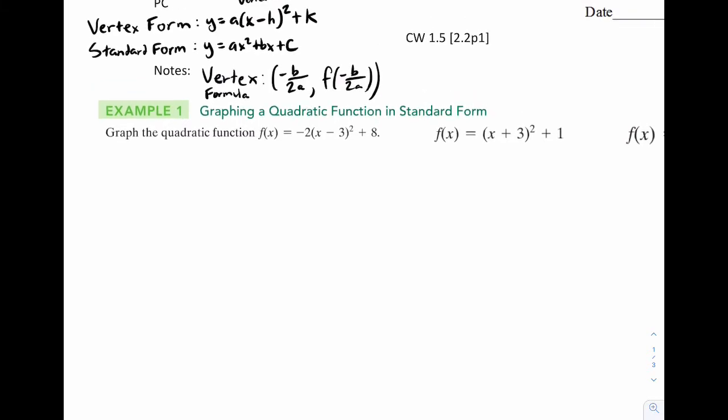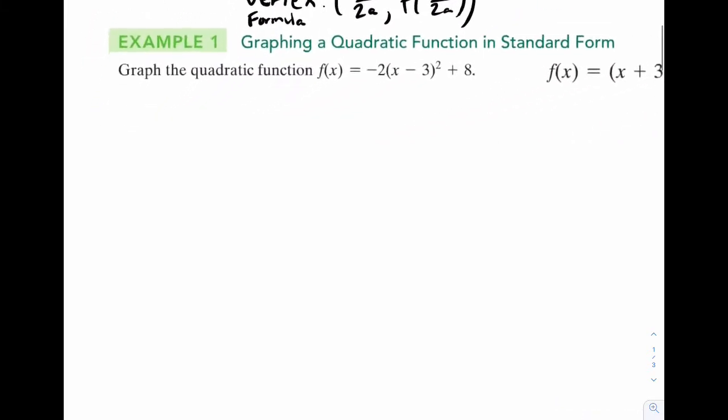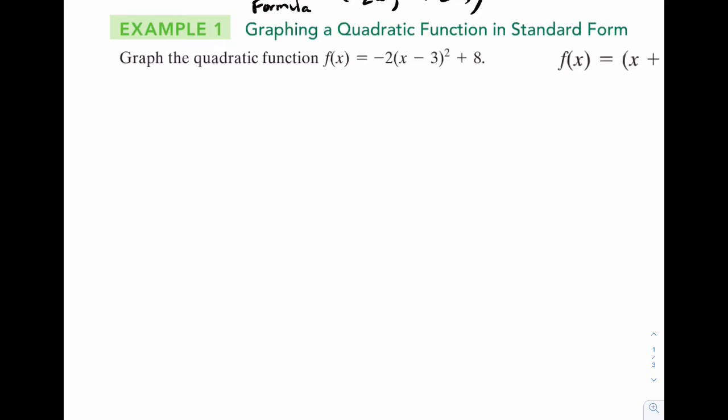Graph these quadratic functions. Okay, so first, let's notice this is vertex form, which is great, because that would mean the vertex is (3, 8). So if you have your vertex already, that's already really good. We only need a couple more things to graph it. We need the x-intercept. So the x-intercept is when y equals 0. So imagine you just plug in 0 for y.